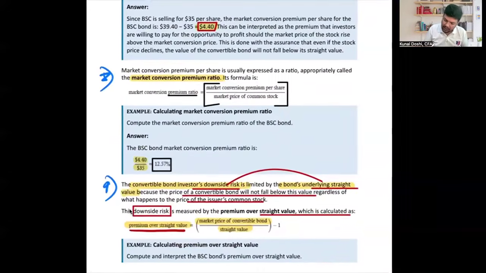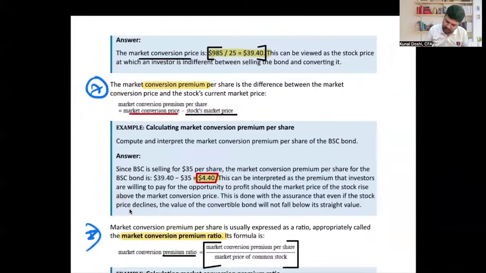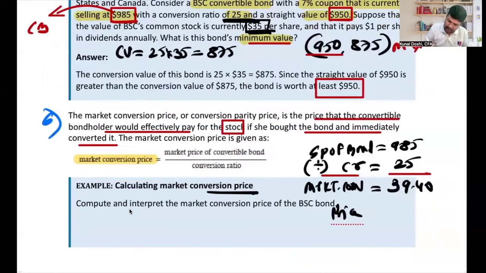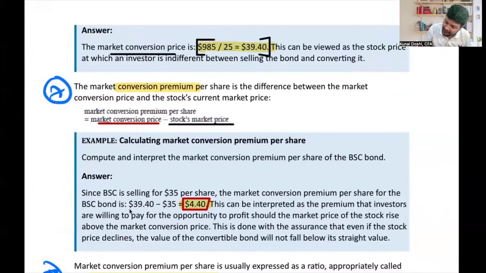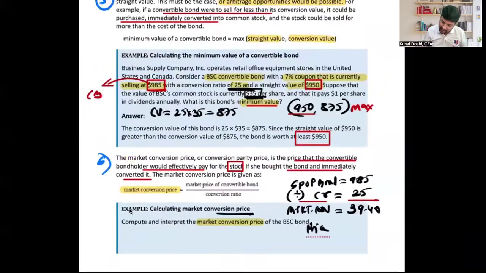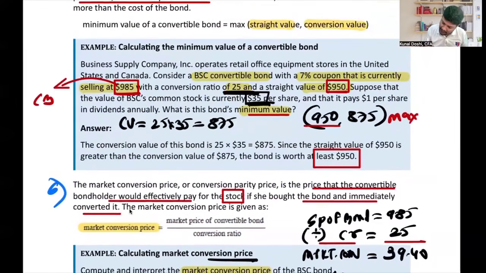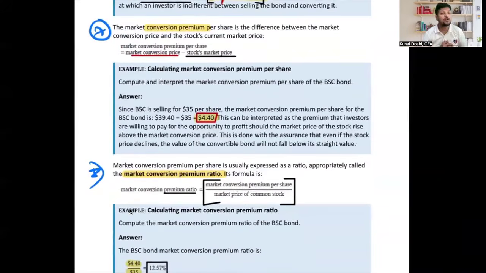Let me show you what the market conversion price is. See here. Market conversion price: we bought the bond at 985 and the conversion ratio was 25. So until the stock reaches 39.4, I will not break even, right? Right now, the stock is available at a price of 35, but your break-even is 39.4. So the extra 4.4 in terms of dollars is your conversion premium.